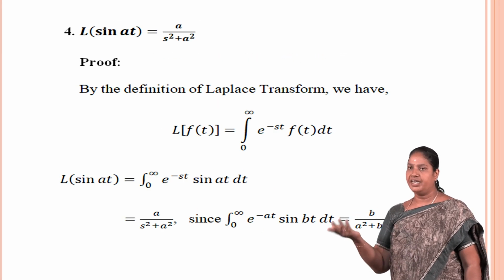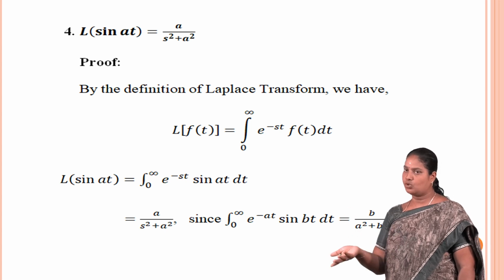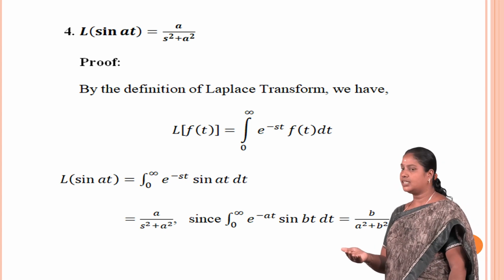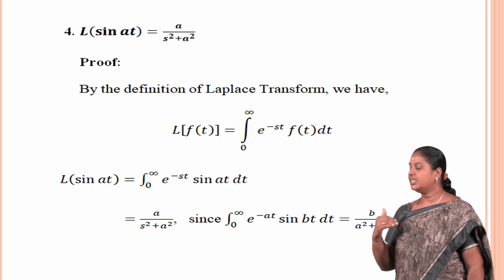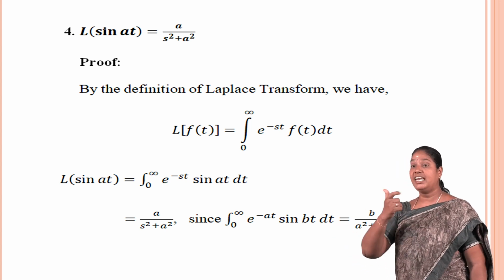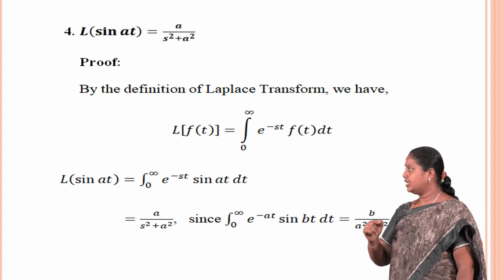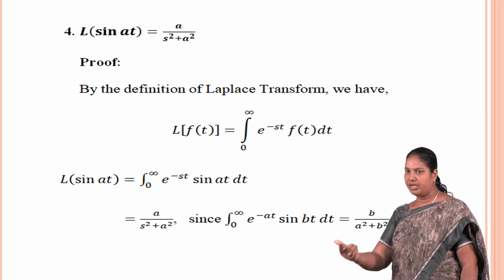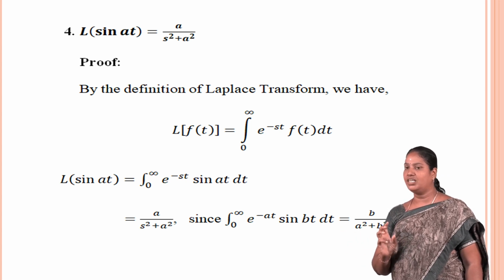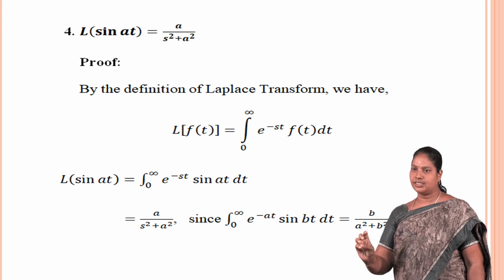L of sin at, what is that? L of sin at is nothing but a divided by s square plus a square. By the definition of Laplace transform, L of f of t is nothing but integral 0 to infinity e power minus st f of t dt. Here if we replace f of t by sin at, then we get L of sin at equal to integral 0 to infinity e power minus st sin at dt. So by the standard formula of definite integrals, it is nothing but a by s square plus a square.